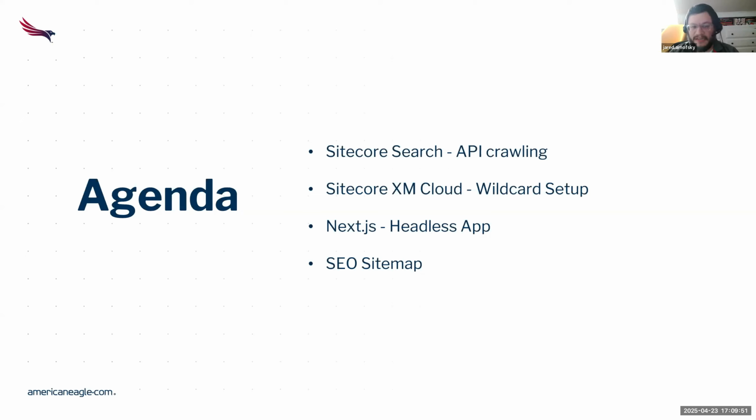Next, I'll go into the wildcard setup for what you have to do from the XM Cloud side. Some of that stuff's familiar from the old school days, XP. And then I'll talk about the Next.js headless app and what we had to do to change it, and some of the SEO sitemap changes that we need to do to accommodate.